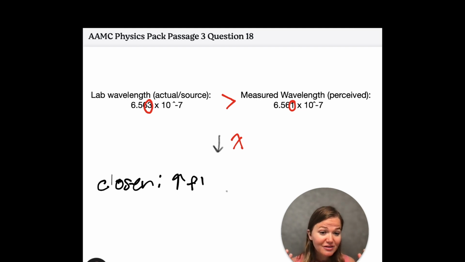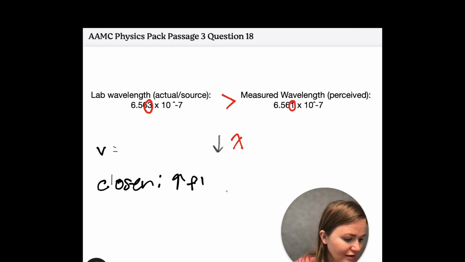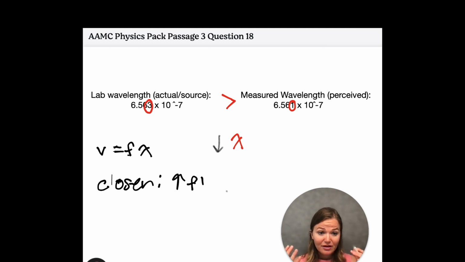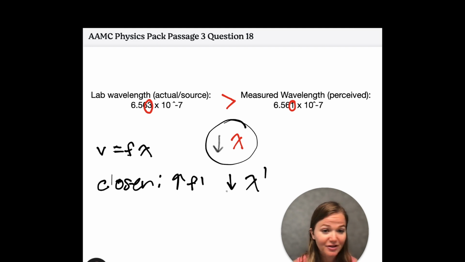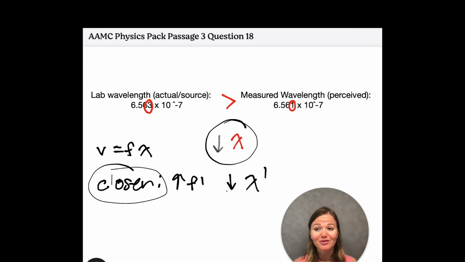So when two objects are getting closer, you're going to have an increase in the perceived frequency, which, of course, since frequency and wavelength are inverses, according to our formula, velocity equals frequency times wavelength, right? If frequency increases, then our perceived wavelength must decrease. So that's exactly what we have happening here, right? We said we have a decrease in our perceived wavelength, so our objects must be getting closer together. So that star is coming closer to Earth, so the answer is going to be D.